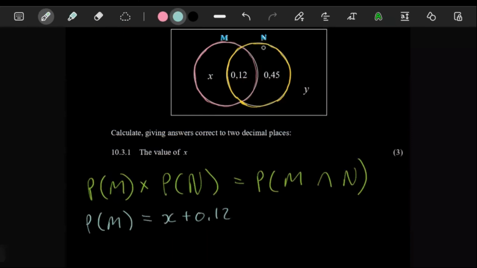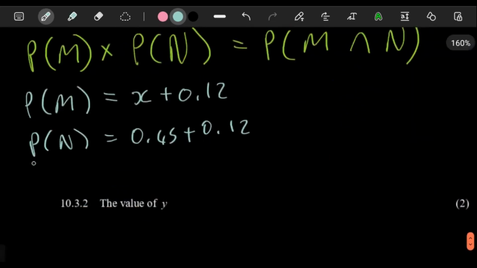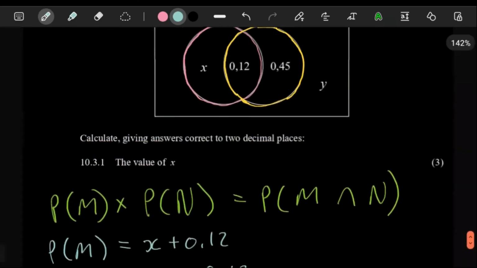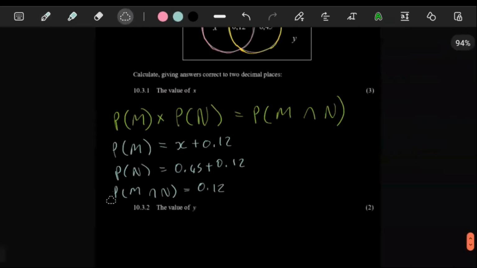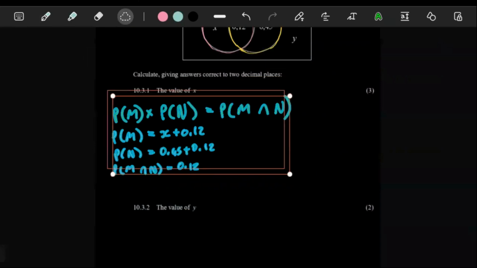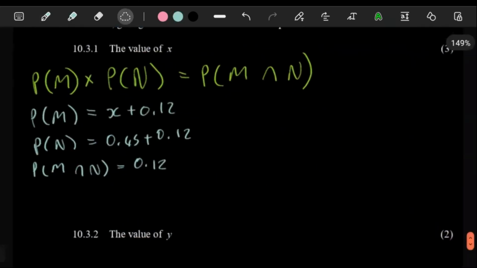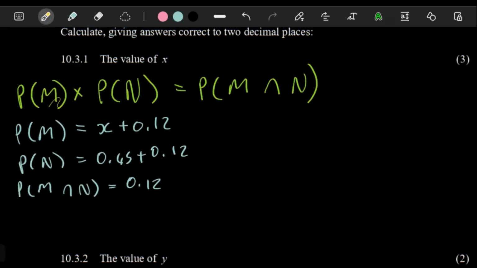The probability of N is just 0.45 plus 0.12. And then the probability of M and N, according to our Venn diagram, it's just 0.12. That's the 0.12 over there. So with all this being said, we can easily get whatever they're asking for, which is x, using this formula.